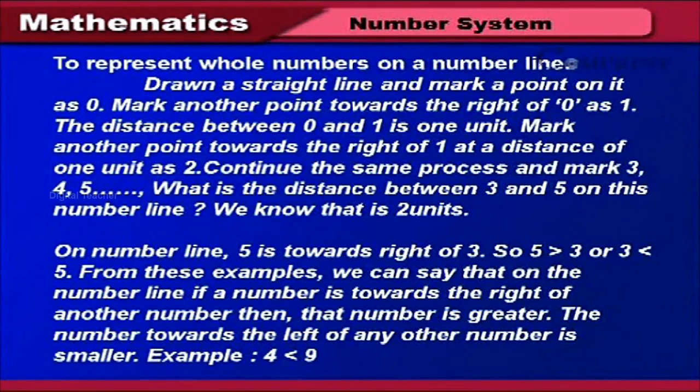What is the distance between 3 and 5 on this number line? We know that it is 2 units. On the number line, 5 is towards the right of 3. So, 5 is greater than 3, or 3 is less than 5. From these examples, we say that on the number line, if a number is towards the right of another number, then the number is greater. The number towards the left of any other number is smaller. Example: 4 is less than 9.